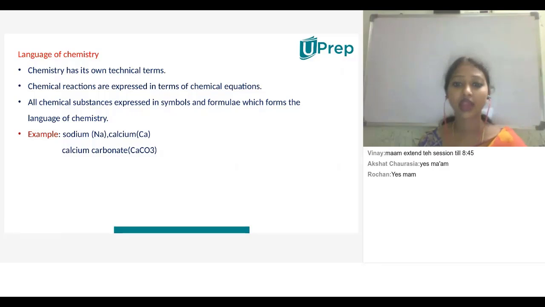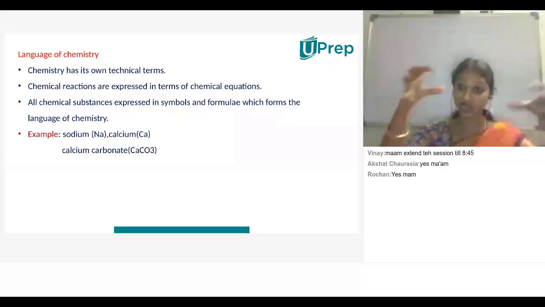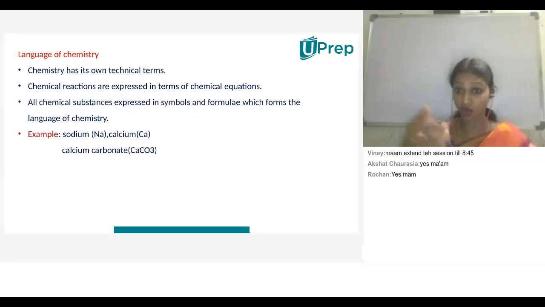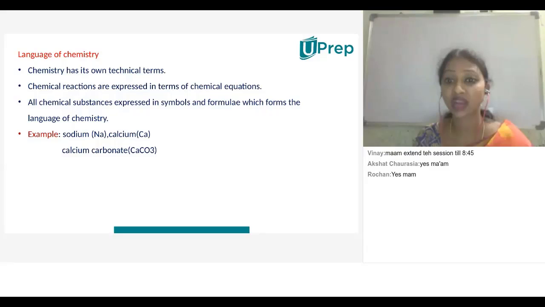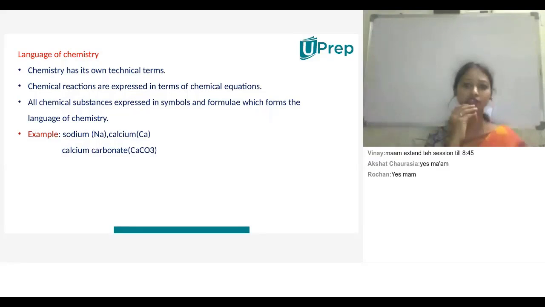Okay, next. Chemical reactions are expressed in terms of chemical equations. So what do you mean by chemical reactions, children? Research. Mixing of two different elements combined under particular conditions in the laboratory, what the scientists are doing even at present for this pandemic situation, it's nothing but chemical reactions. Chemical reactions are nothing but research works going on in the laboratory.